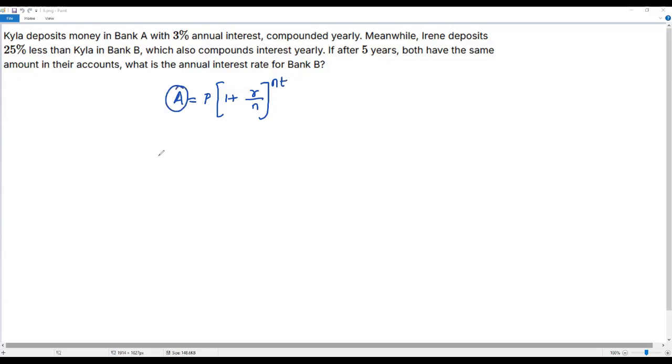So this A represents the final value of the deposit after some years, and this P represents the principal or initial deposit. This r represents the rate of interest in decimal, and this n represents the number of times interest is compounded in a year, and this t represents the number of years for which the amount is deposited. Okay, so according to the given information, after 5 years, both of them, that is Kyla and Irene, have the same amount of money in their bank accounts after 5 years.